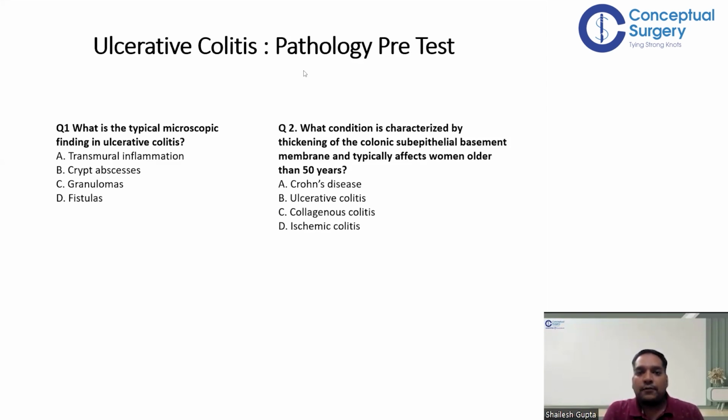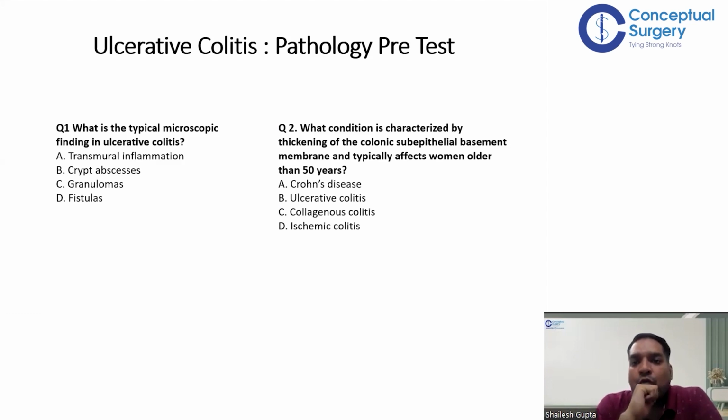So question number 1, what is a typical microscopic finding in ulcerative colitis? बहुत ही इंपॉर्टेंट क्वेश्चन है ये. Transmural inflammation, crypt abscess, granuloma and fistulas. तो अल्सरेटिव कोलाइटिस के अंदर इन चारों में से कौन सा फाइंडिंग मिलेगा हमें, राइट?